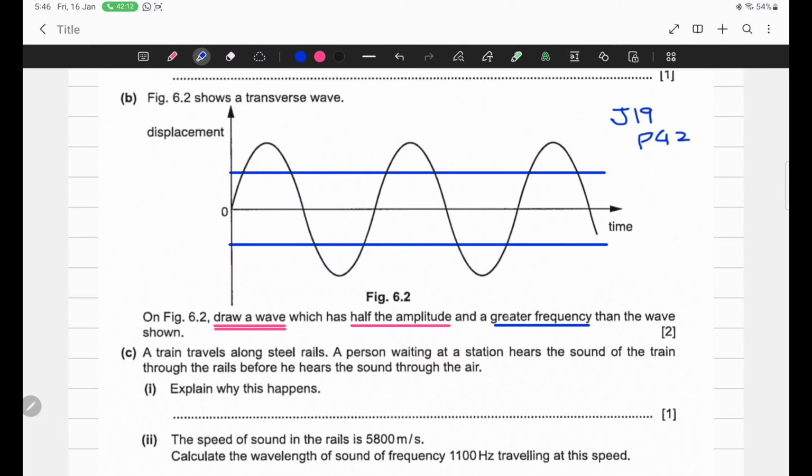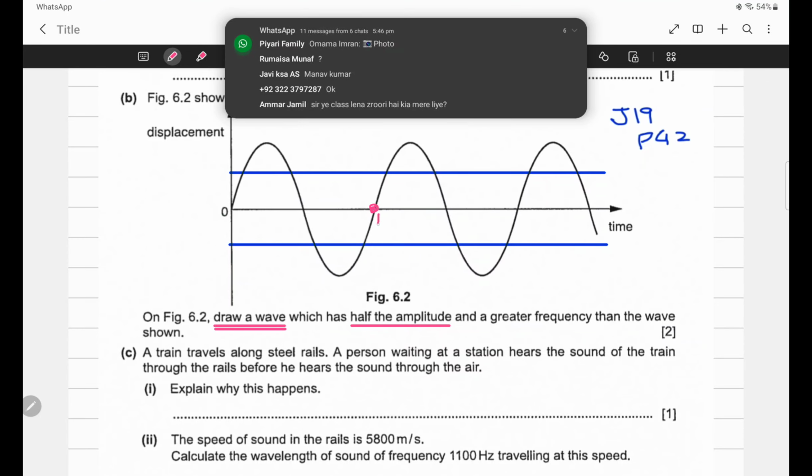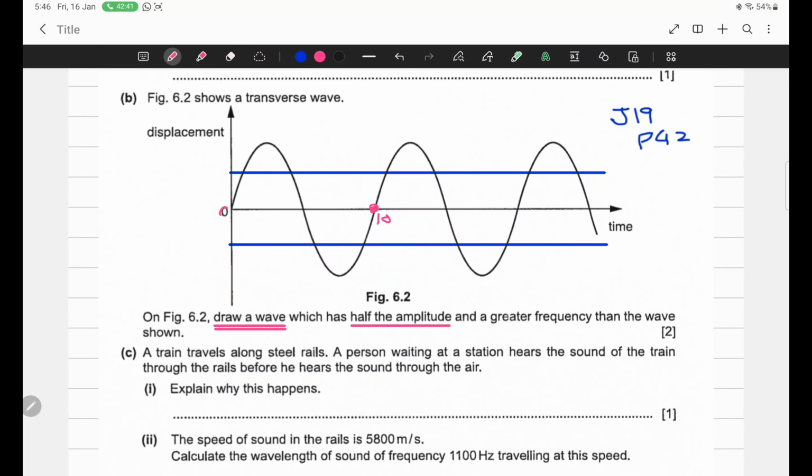Sir, what is the meaning of frequency? Frequency means the number of cycles, the number of oscillations, per unit time. If there is greater frequency, then there will be a greater number of cycles within the same time. Consider this is 0 seconds and this is 10 seconds. The given initial wave had a time period of 10 seconds, and now I am going to draw a greater frequency wave.